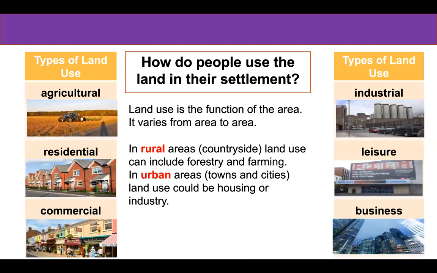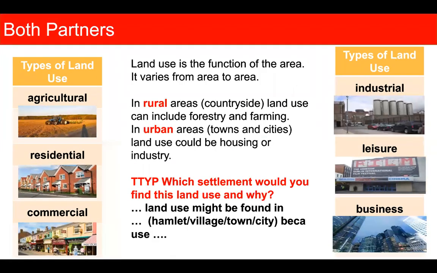Okay, so your task is, of all the 6 land uses you've got on your screen, which settlement would you find each land use in? So for example, would you find agricultural in a hamlet, a village, a town, or a city? And I want you to think of the reasons why. And then I'll read out the answers to you. So pause the video again, have a quick think about it, write your answers down on a piece of paper, and I'll go through the answers. If you'd like to pause your video now.